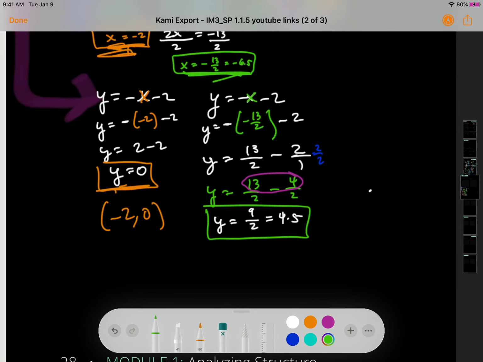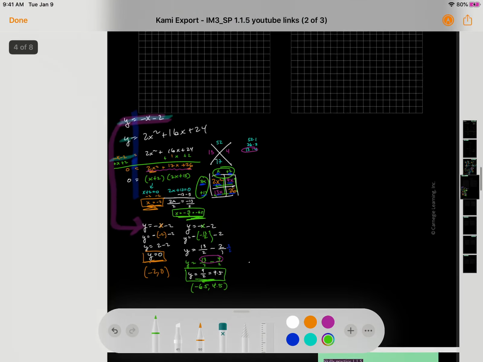So from above, that means my ordered pair is negative 6.5, comma 4.5. So you can do fractions and decimals, it's up to you. I think decimals make more sense because it gives us some numbers on the graph. Okay, let's put those on our graph.